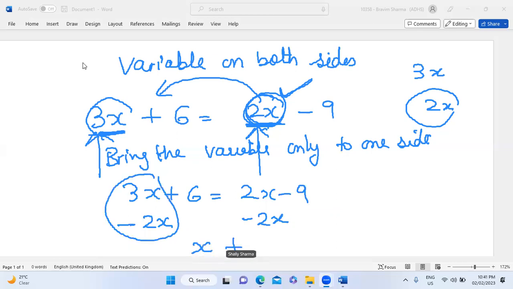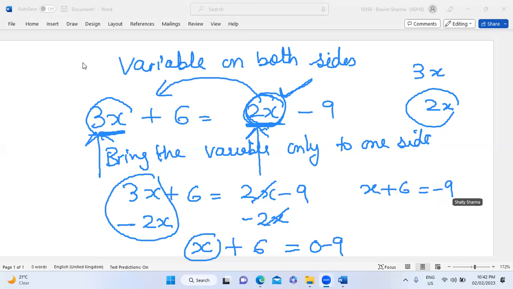x plus 6 is equal to 2x minus 2x, which will be 0, minus 9. So we are getting x plus 6 is equal to negative 9. And after that, we can take away 6 from both sides. So we will be getting x equals negative 9 minus 6, which means it is negative 15.